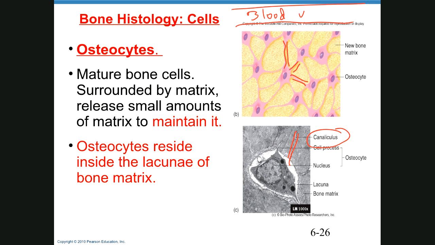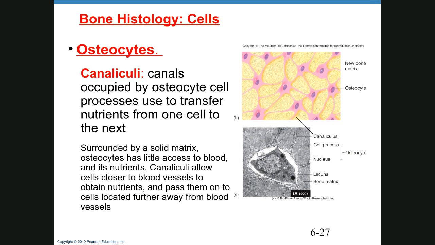And what happens is some of these cells are closer to blood vessels than others. And those that are closer to the blood vessels have easy access to oxygen and nutrients. So they take in the nutrients and the oxygen and they pass it along to the cells that are farther away, trying to keep them all alive. So the canaliculi are important in keeping the cells in deep bone tissue alive.